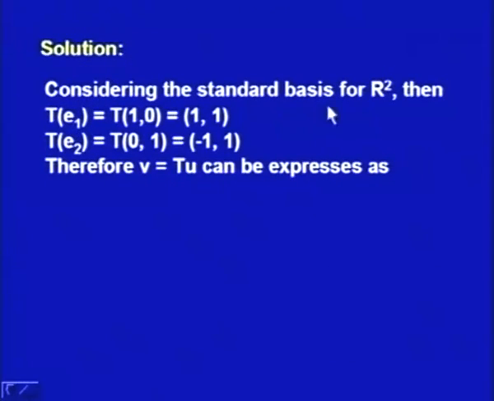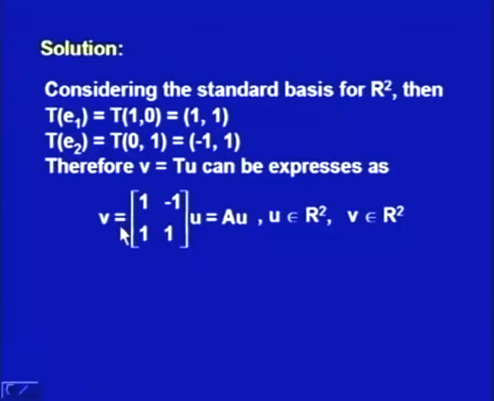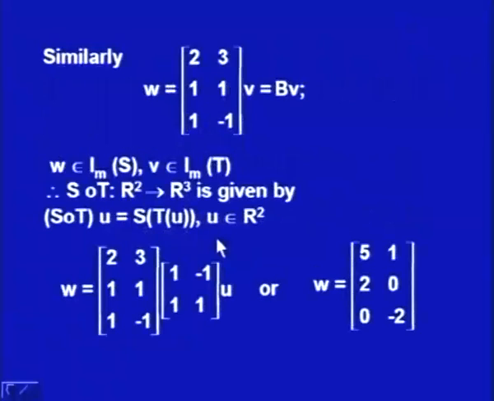We start with the standard basis for R2. Then T of e1 is equal to T of (1, 0), which is (1, 1), and T of e2 is equal to T of (0, 1), which is (minus 1, 1), according to the definition given to us. Therefore, V equal to Tu can be expressed as this matrix, with first column (1, 1), and the image of the second vector, (minus 1, 1), expressed as the second column. So, this is the matrix representation for the given transformation.